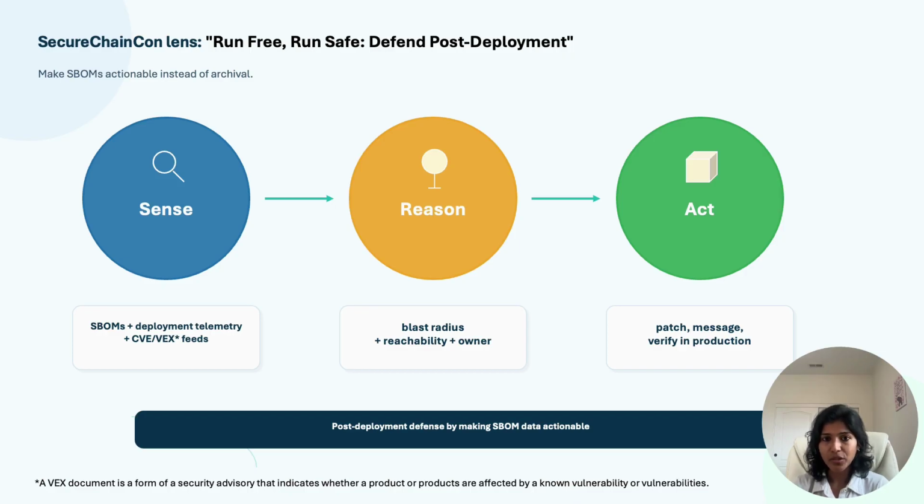Once we have that information, the next step is to reason it out. That means to correlate the data into blast radius, and identify the reachability and the ownership. Once we have that, the final step is to act on it. That means patch, communicate, and verify that the fixed version actually reached the running environment. This way, we are able to make the SBOM data actionable in the post-deployment era.